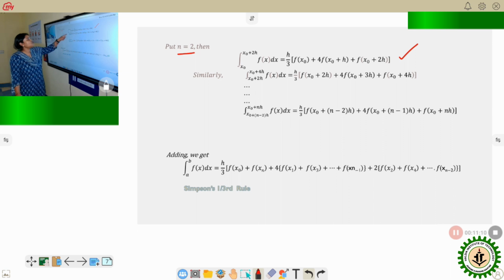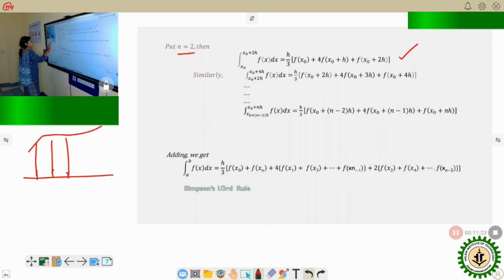And this is for x0 to x0 plus 2h. So I am taking the first two divisions only. Suppose this is the first two divisions. Here we have the curve, right? So for these two divisions, this is the area.